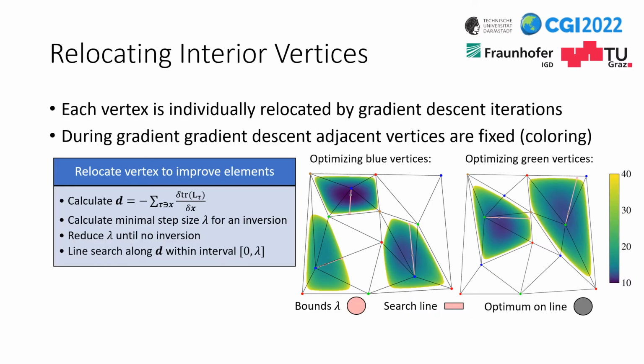I will now explain how our method of harmonic mesh optimization works. We relocate vertices individually in parallel on the GPU. During each gradient descent step, adjacent vertices are fixed to achieve individual optimization. Our vertex relocation scheme is visualized by the two figures showing two example gradient descent steps with the fields of the to-be-optimized trace. For each vertex, we find the minimal step size for an inversion and reduce it until we are sure that no inversion occurs. Within the resulting interval, we find an optimal position for the vertex.